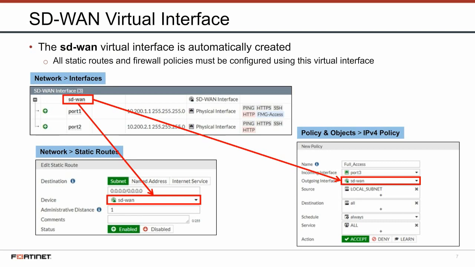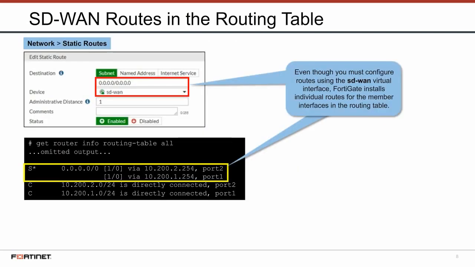When using SD-WAN, you do not need to configure multiple firewall policies for individual member interfaces. Firewall policies created with the SD-WAN interface allow traffic to be forwarded through any member interface. Even though you must configure routes using the SD-WAN virtual interface, FortiGate installs individual routes for the member interfaces in the routing table. These routes share the same attributes, destination address and subnet, distance and priority, and are both active. This allows FortiGate to remove individual routes in the event of an interface outage and redirect all traffic to the remaining member interfaces without affecting the whole SD-WAN load balancing group.